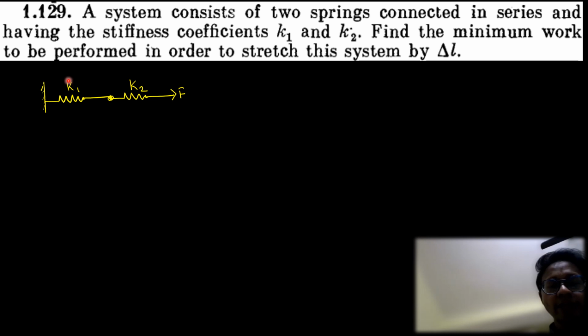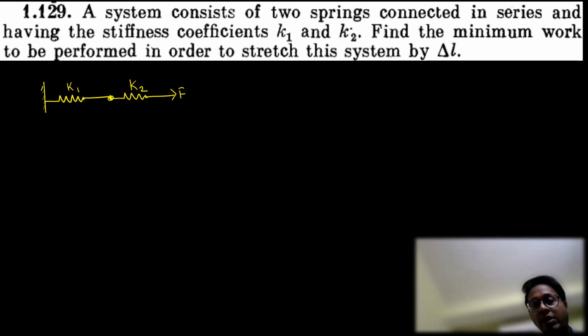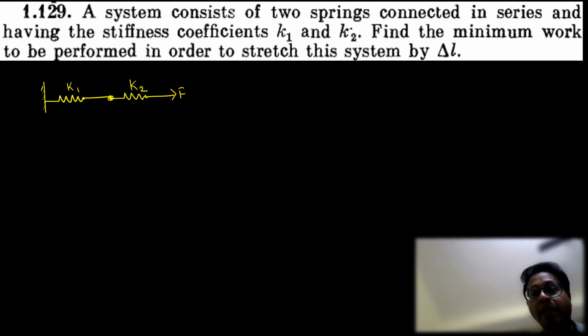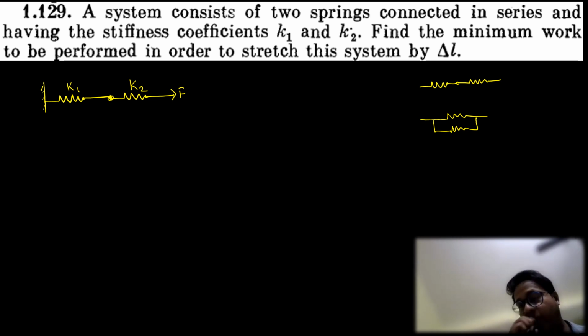So what is the equivalent of springs K1 and K2? Whenever springs are connected in series, we apply the laws of parallel. There are series connections and parallel connections. In class 10, we learned series and parallel connection of resistance. If resistors are connected in series, R equivalent is R1 plus R2. And if resistors are connected in parallel, 1 by R equivalent is equal to 1 by R1 plus 1 by R2.